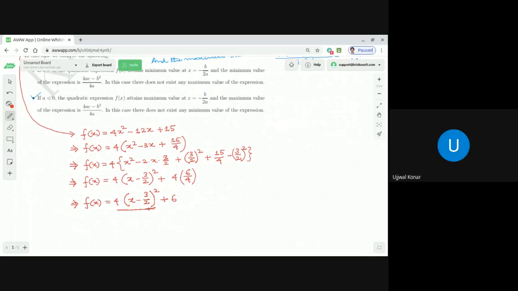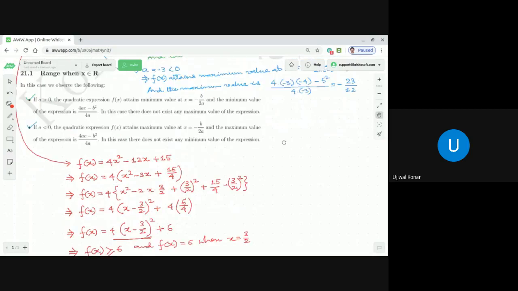So that means if it is not negative, then what can we say? We can say the minimum value of f(x) is 6 because it is always 6 plus something. Correct or not? This implies f(x) is always greater than or equal to 6. And f(x) equal to 6, that is, the minimum value is 6 when x is equal to 3 by 2.